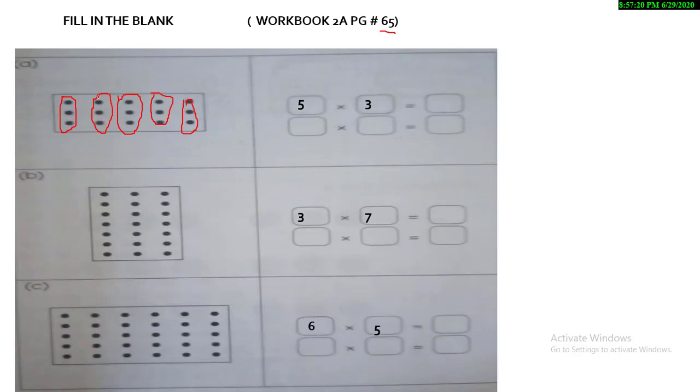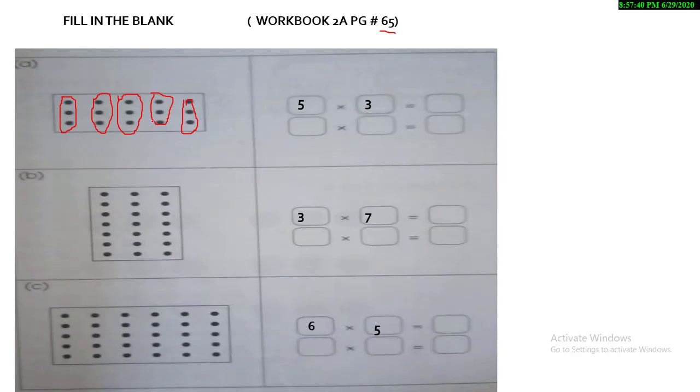How many groups are there? There are 1 2 3 4 5. 5 groups are there, so I mentioned 5. And how many items are there in each group? How many dots are in each group? 1 2 3. So I mentioned 3.